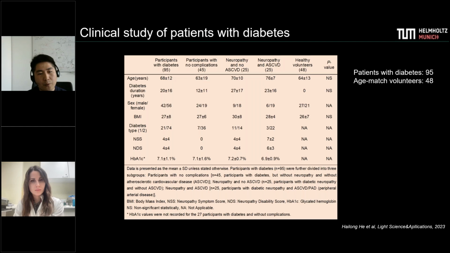In this study, we recorded RSOM volumes of the lower extremity from 95 participants with diabetes and 48 volunteers without diabetes, where the characteristics of those study participants are listed in this table.